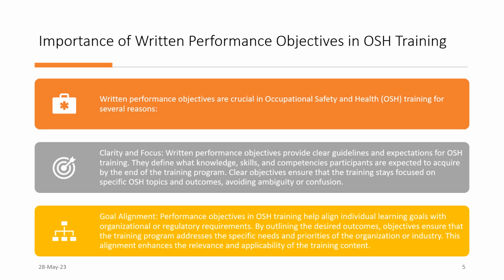Several reasons. First, it provides clarity and focus. With the written performance objective, it gives us clear guidelines and clear expectations of what we are going to obtain at the end of the OSH trainings. Second is goal alignment. Performance objectives in OSH trainings help us to align the needs of the individual, and at the same time we need to align to the organizational and regulatory requirements. By outlining the desired outcomes, certain objectives in the training can be addressed with the specific needs of the job or the requirements of the workers.